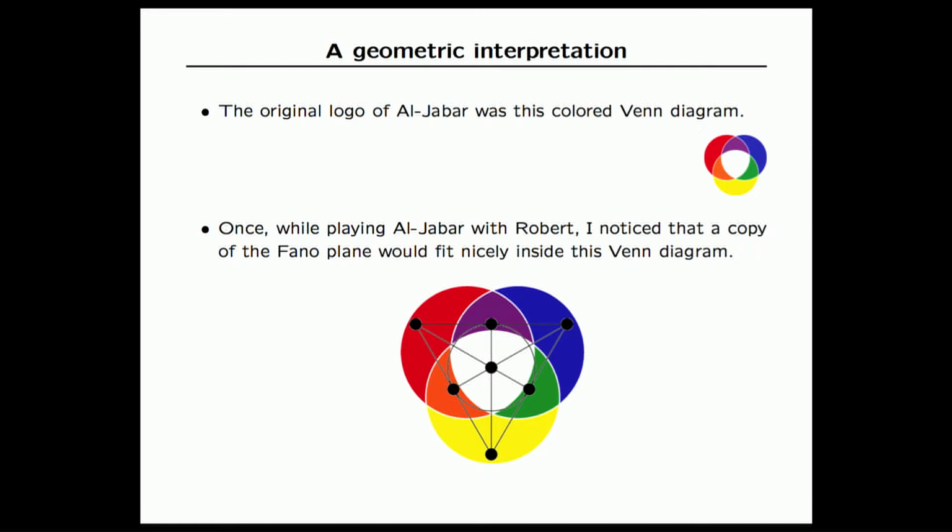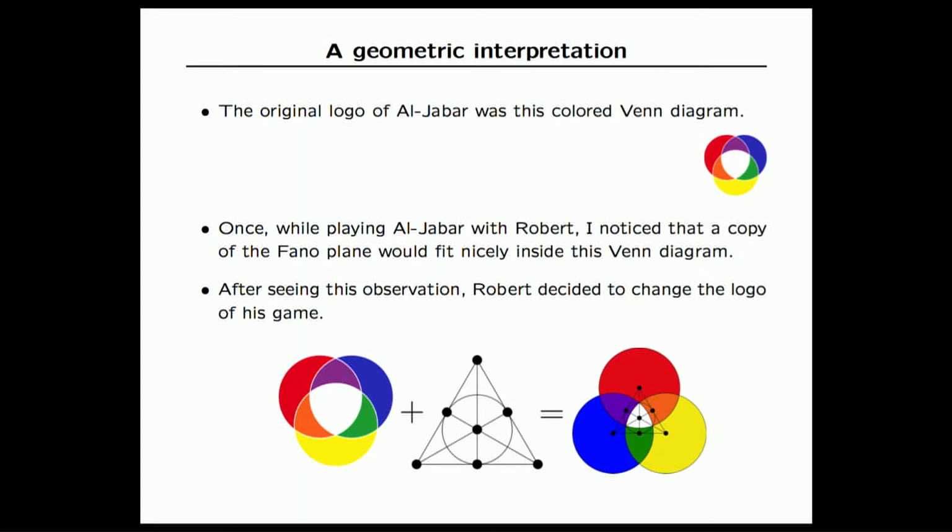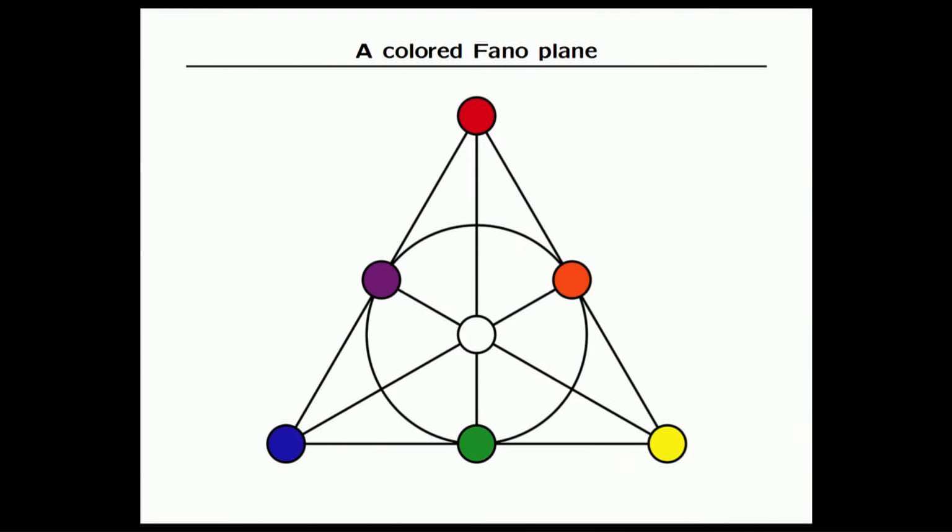Based on that observation, Robert decided to change the logo of his game. So now it's this Venn diagram of the Fano plane on the right. But I think if you just color the Fano plane, you could recover everything without the surrounding circles. So here's the colored Fano plane. We have 7 lines: the edges of the triangles, the diagonals, and the circles align in the geometry, which is a weird kind of thing if you're not used to such things.